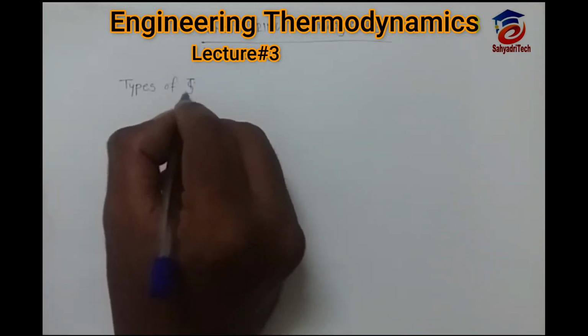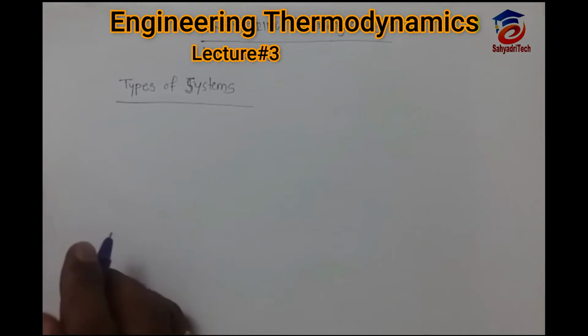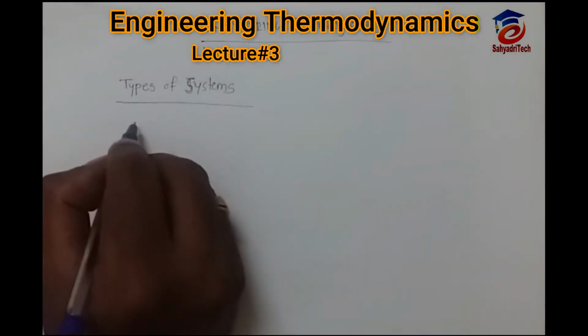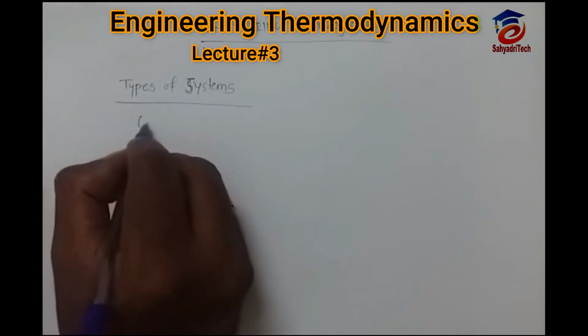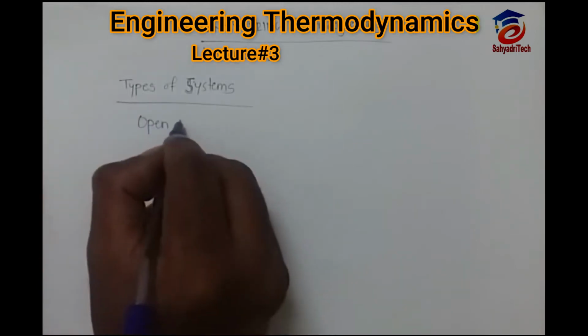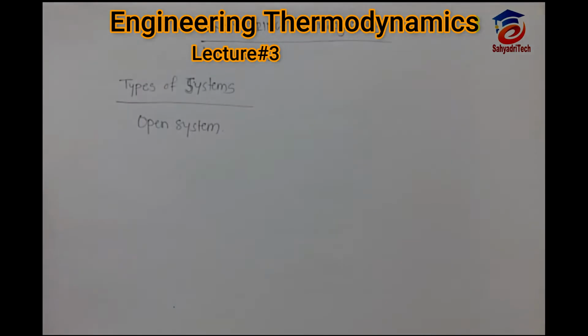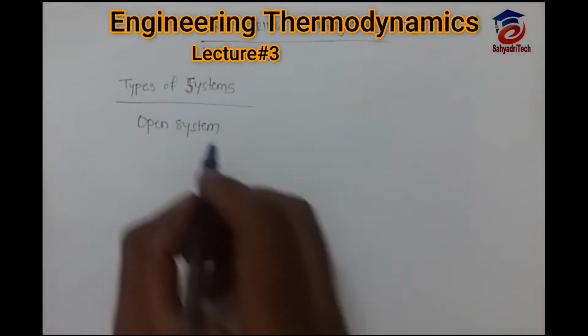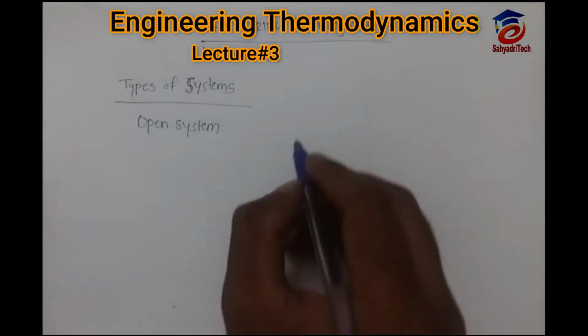Various types of systems are what we are studying in this lecture. We had listed out these system types in the last lecture. The first type is the open system. So what is an example of an open system?